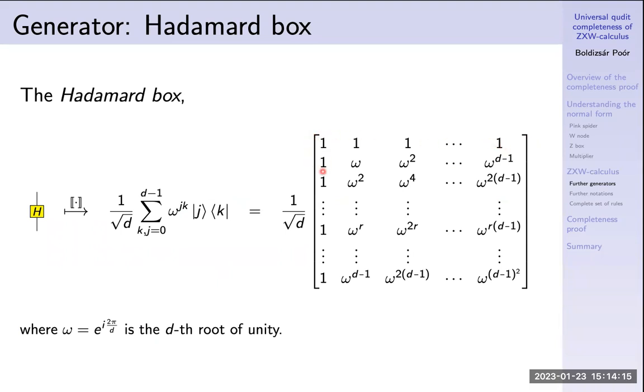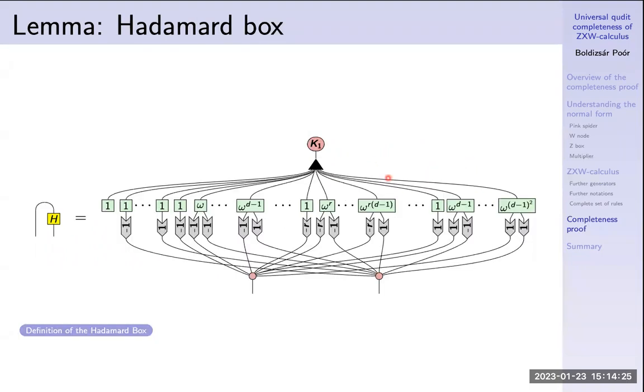Then we have 1, omega to the power of 1, omega to the power of 2, and so on to d minus 1. Then we have the square of these elements. And so this is what we describe in this normal form. So this is the first column, all the ones. Then we have 1, omega, and so on until omega to the power of t minus 1. We have the rth column, and then we have the d minus 1th column. And this thing actually equals the Hadamard box.